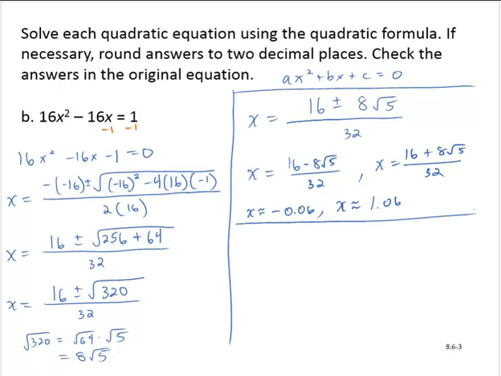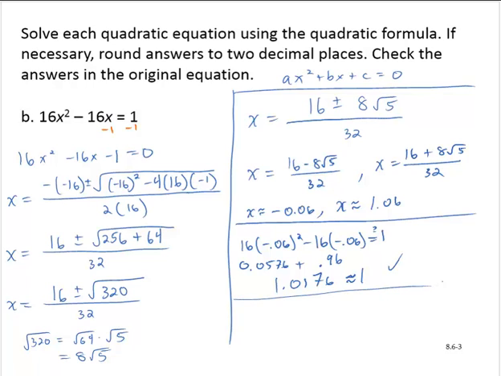Let's check these. Alright, so the first solution, negative 0.06. 16 by negative 0.06 squared minus 16 by negative 0.06. Is this equal to 1? So that's 0.0576 plus 0.96, and 0.0576 plus 0.96 is 1.0176, which is approximately 1. So that checks out.